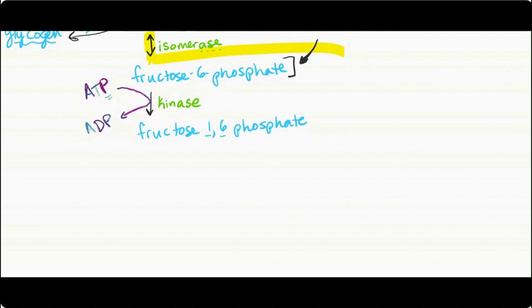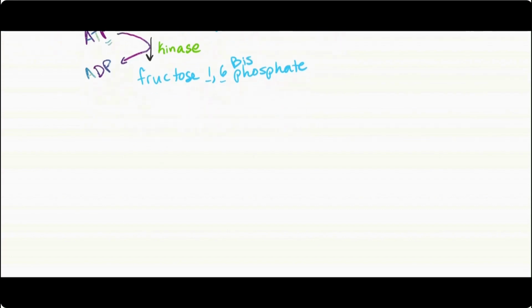Again, the 1 and the 6 are just referring to where in the molecule we will find those phosphate groups. And I apologize, I misspoke. It's actually fructose 1,6-bisphosphate, right? Because there's 2 phosphates. So the Bi is because there's 2 phosphate groups. Sound good? So fructose 1,6-bisphosphate. Here's where things get kind of crazy.